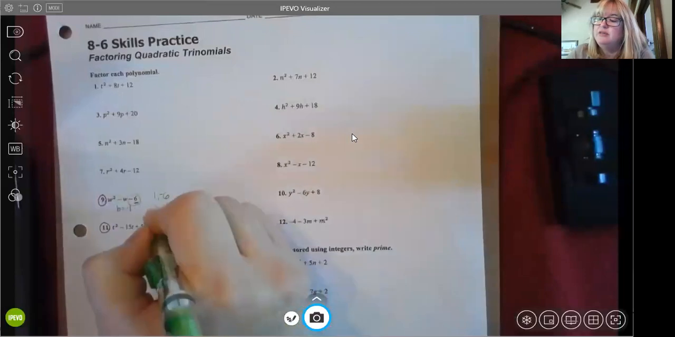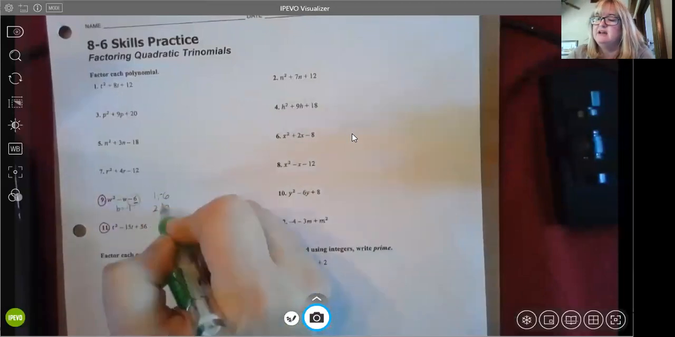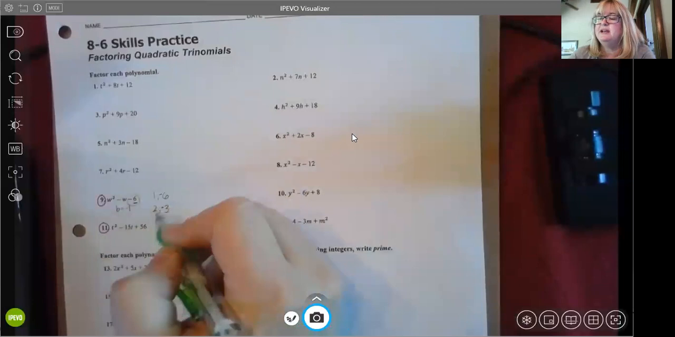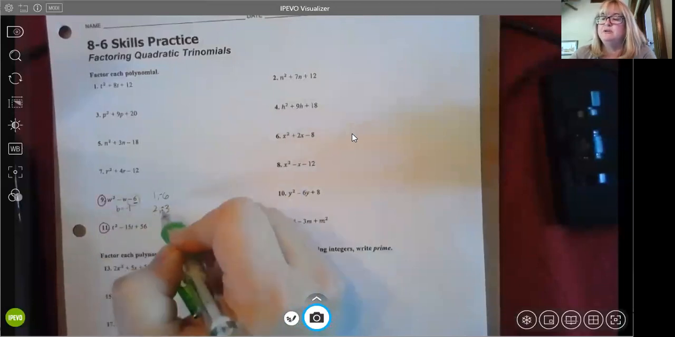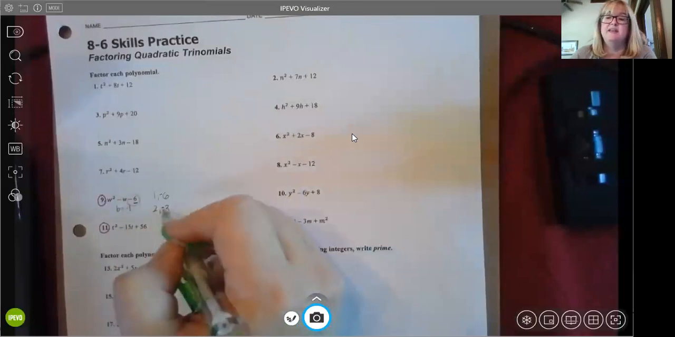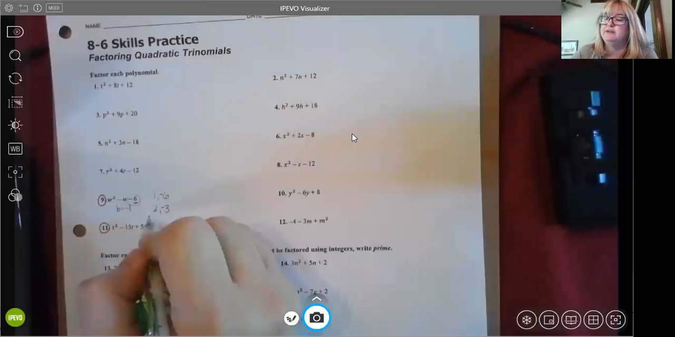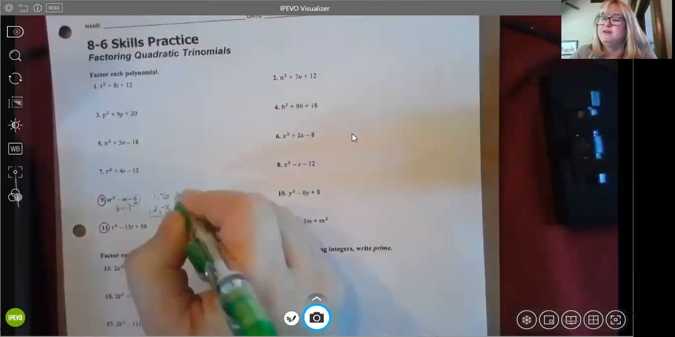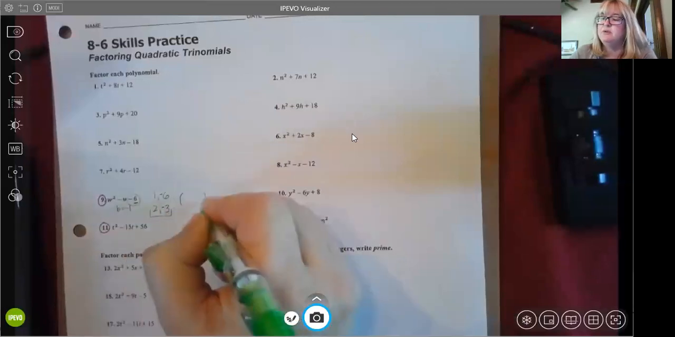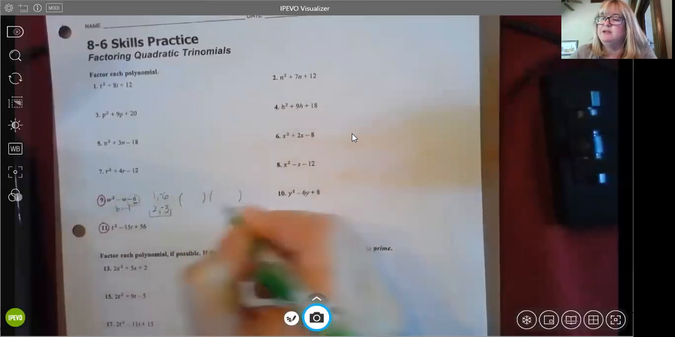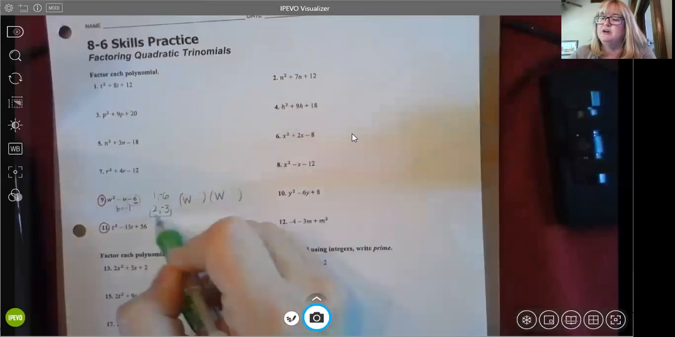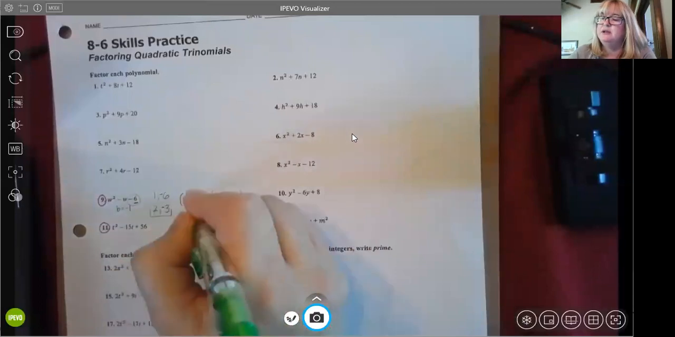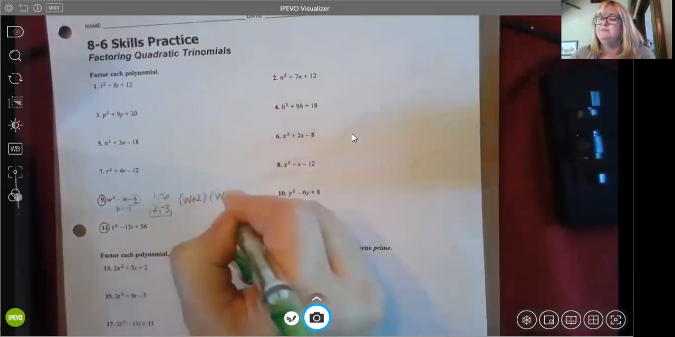I got 2 and 3. Bigger one is negative. 2 and -3. If I put these together, 2 plus -3, you would get -1. There is your target. So my first term is w squared, so it's going to be w times w. And then my two factors are a positive 2 and a -3.